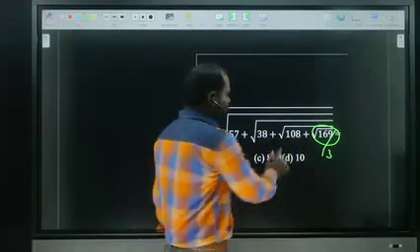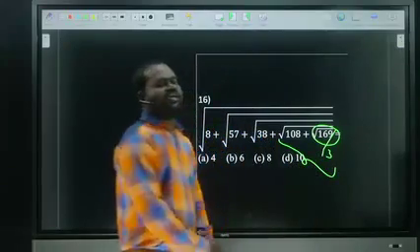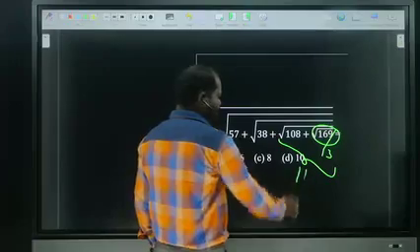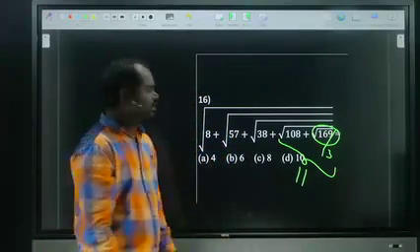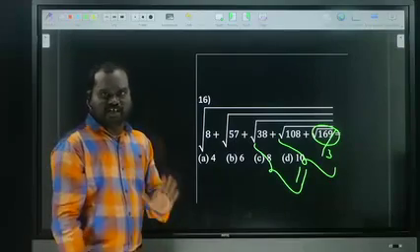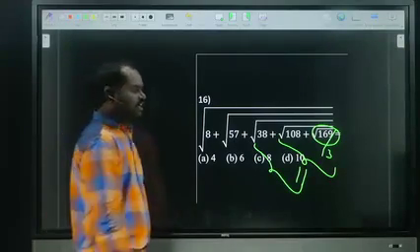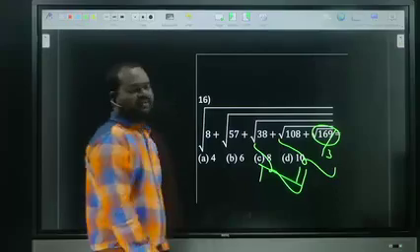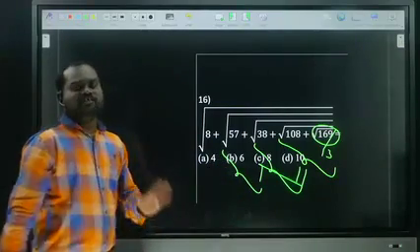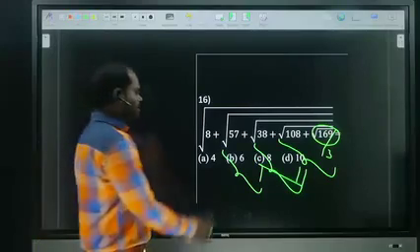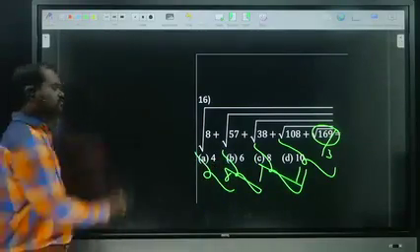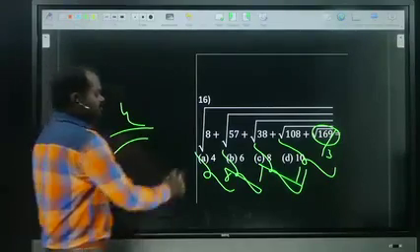108 plus 13, how much? 121. Root 121 is nothing but 11. That is finished. Now, 38 plus 11, 49. Root 49 is nothing but 7. Now, 57 plus 7, 64. Root 64 is nothing but 8. 8 plus 8, root 16. Root 16 means how much? 4. Answer, 4. Option A.